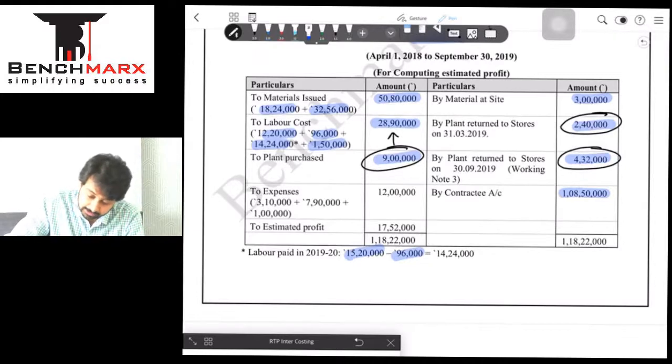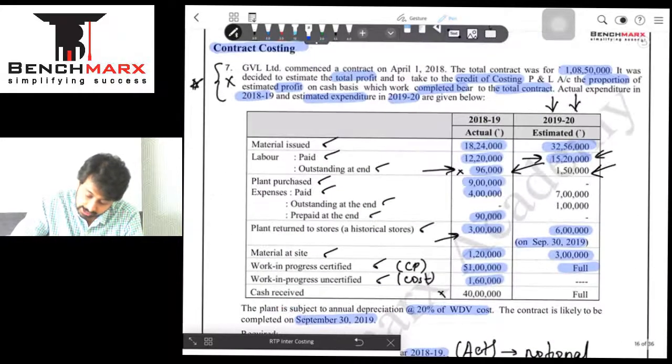ओके, एक्सपेंस रह गया. एक्सपेंस किधर गया अपना? एक्सपेंस, हाँ एक्सपेंस. ओ ये एक पॉइंट रह गया अपना. सो एक्सपेंस पेड, अगेन द सेम थिंग लाइक लेबर. एक्सपेंस पेड वॉज 4 lakhs. ठीक है. बट प्रीपेड वॉज 90, बट 90 विल बी अगेन रिवर्स्ड.